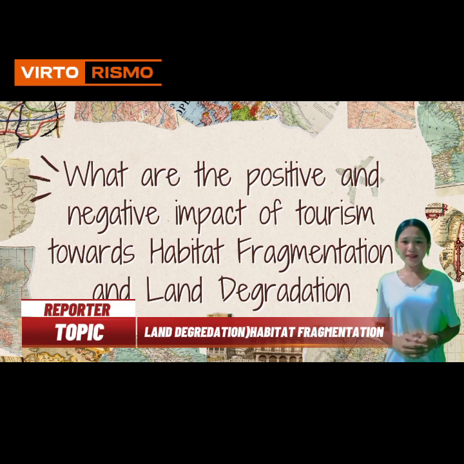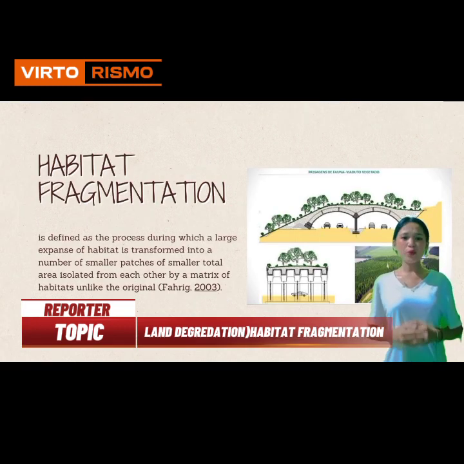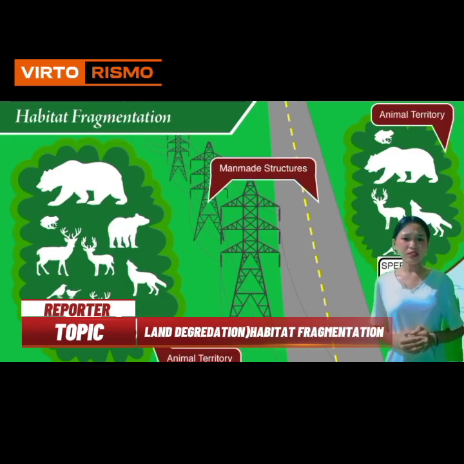What are the positive and negative impacts of tourism towards habitat fragmentation and land degradation? Let us first define habitat fragmentation. It is the process during which a large expanse of habitat is transformed into a number of smaller patches of smaller total area, isolated from each other by a matrix of habitats unlike the original. In other words, when a habitat is divided into smaller disconnected sections, it becomes fragmented. Although volcanic eruptions or fires might cause this naturally, human activity is usually to blame. The building of a road is a basic example.